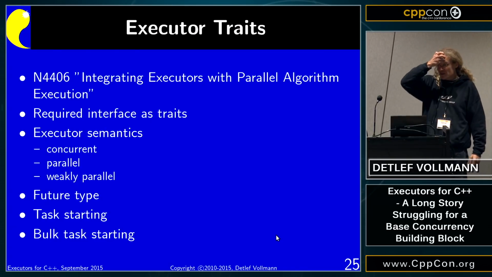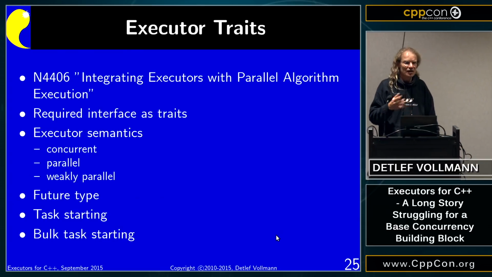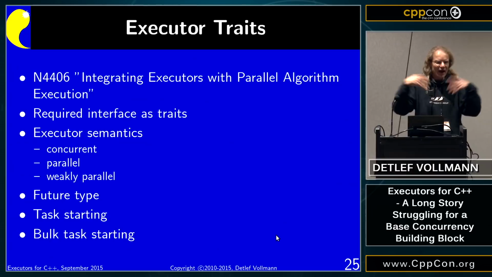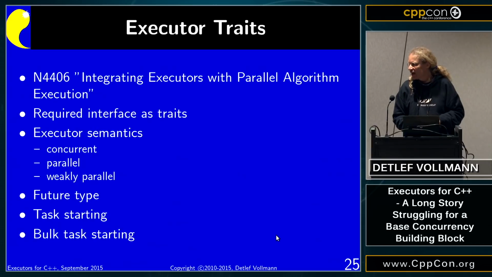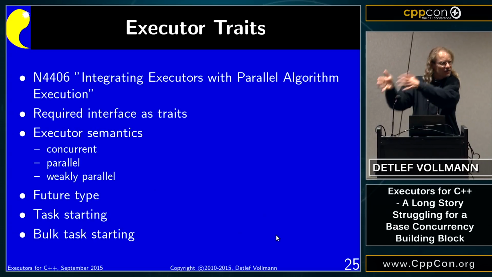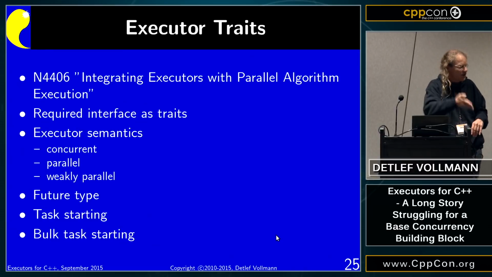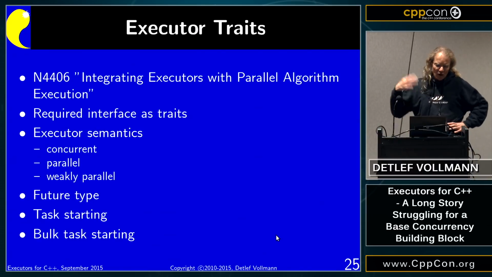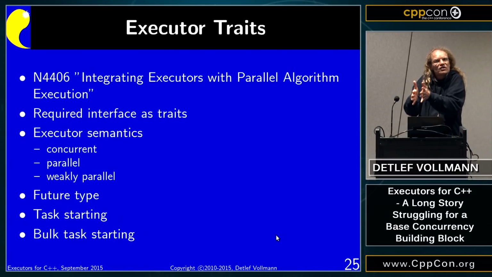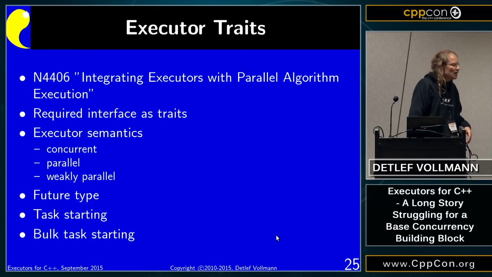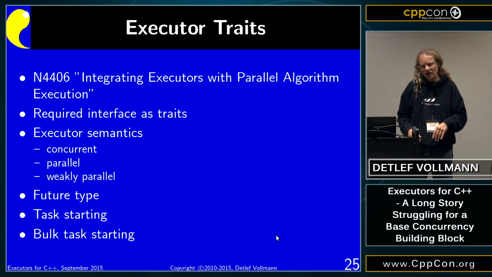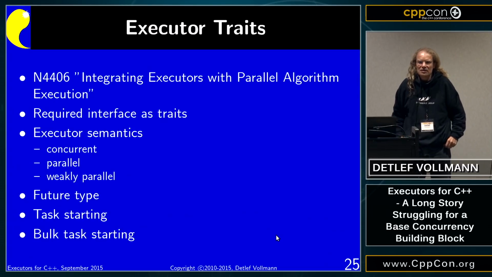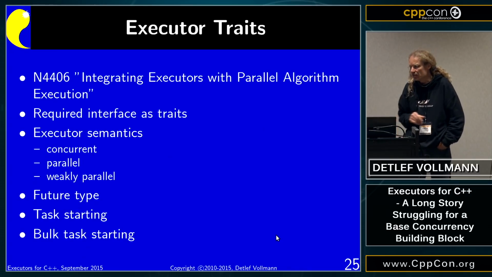But the parallel algorithms people said, we need some kind of future, and they want to know what type that actually is. They said, okay, it doesn't have to be std future, it can be some other future type, but they need to know what type that is. Okay, fine. And of course, they want to know how they have to start a new task. And that task has to return exactly this future type.